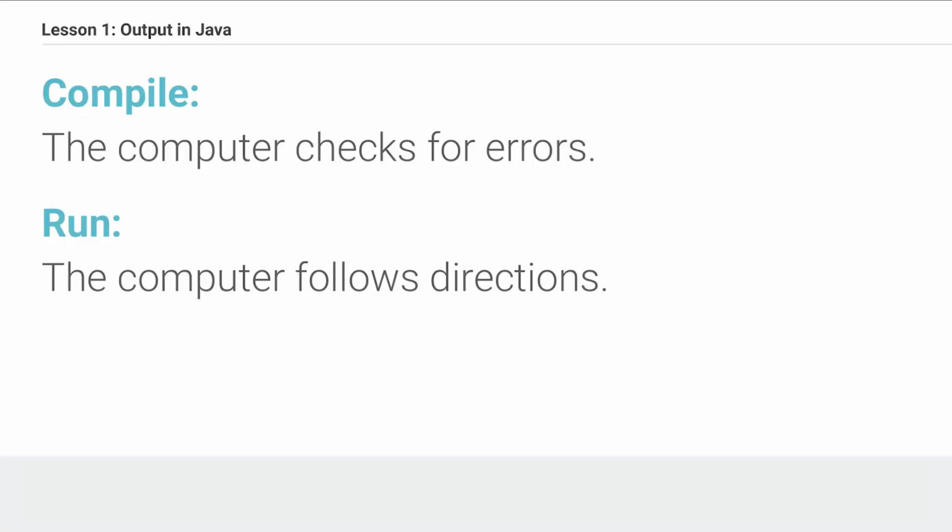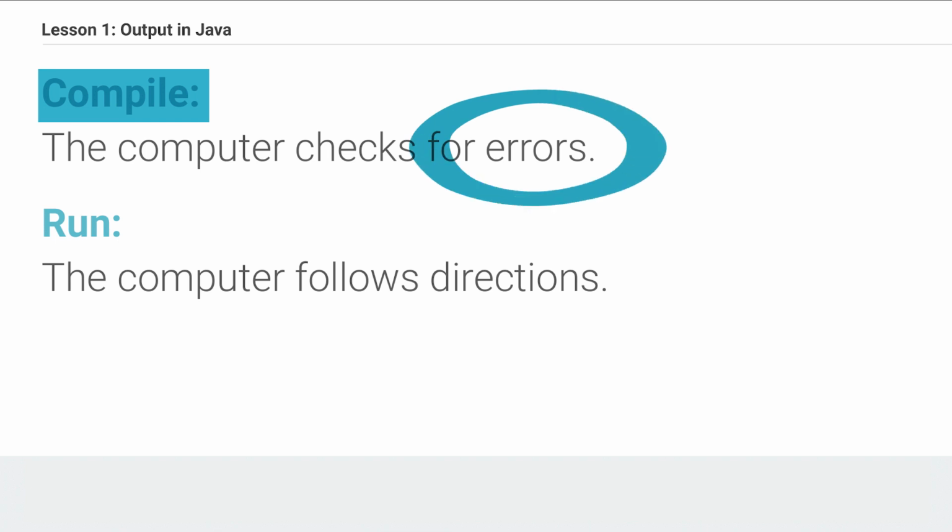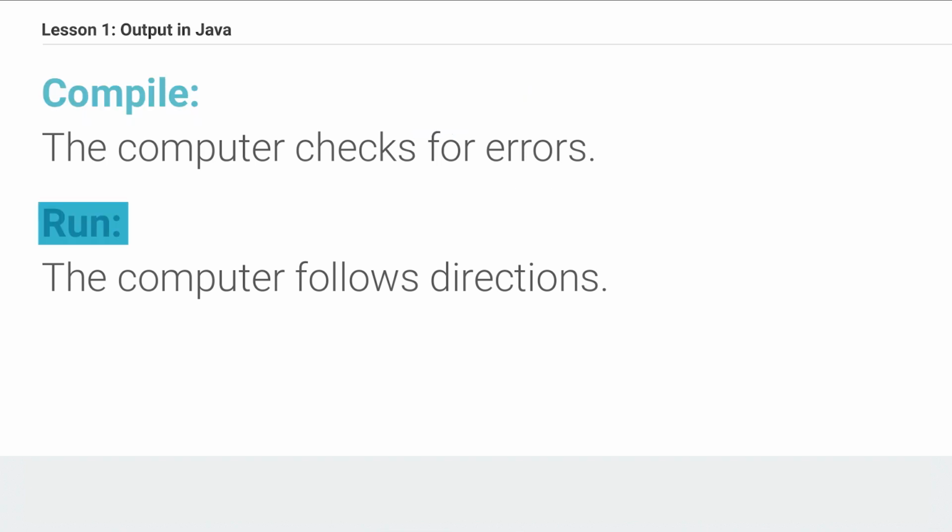So when we ran our program, we saw that it's actually a two-step process. First, we compile, and that's where Java's going through and checking for errors. Again, the whole point of that step is that Java's just looking at it and making sure, yes, I understand everything they typed in. Second, we run. That's when Java actually goes through and follows the directions that you gave it. So first we check for errors, then we actually follow the directions.